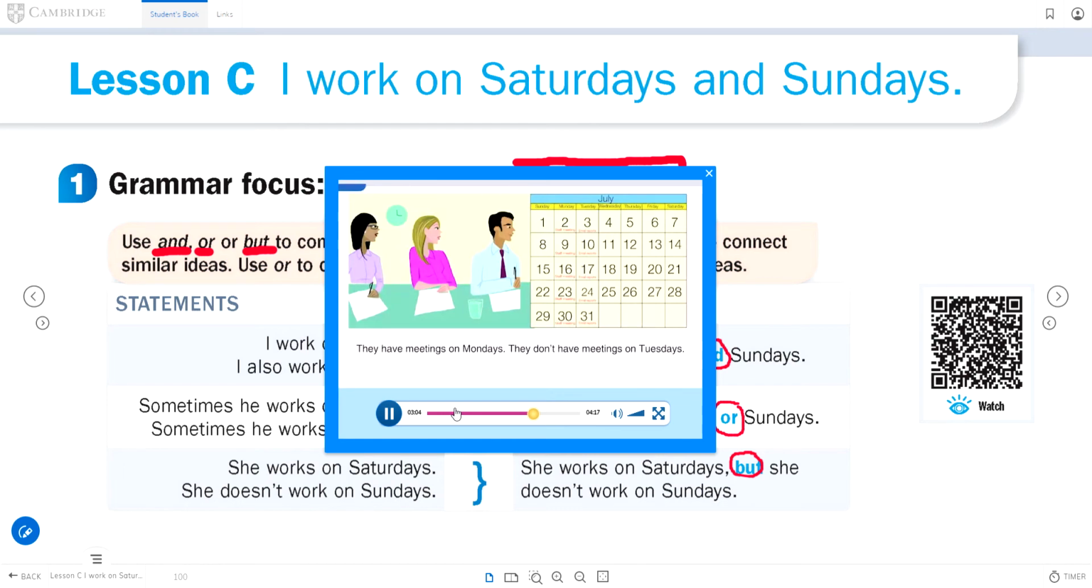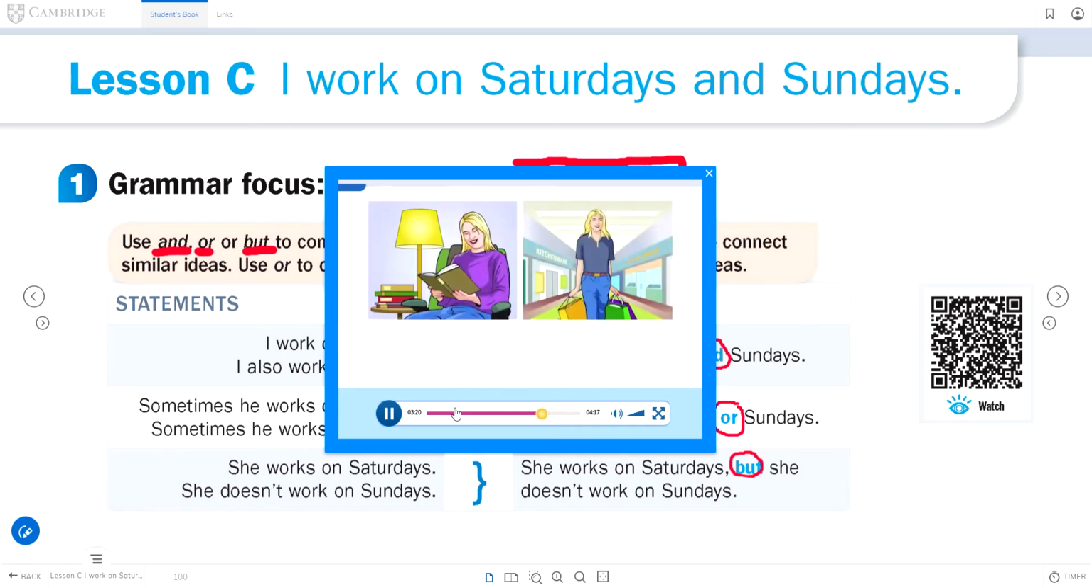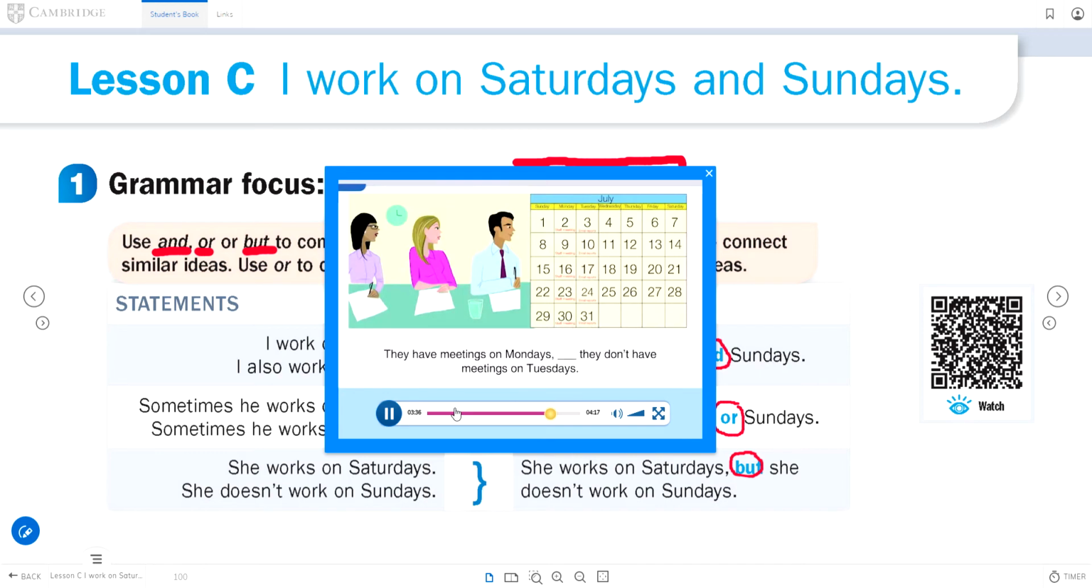They have meetings on Mondays. They don't have meetings on Tuesdays. They have meetings on Mondays, but they don't have meetings on Tuesdays. Check your understanding. Look at the pictures. Complete the sentence. She studies on Saturdays, but she doesn't study on Sundays. They have meetings on Mondays, but they don't have meetings on Tuesdays.